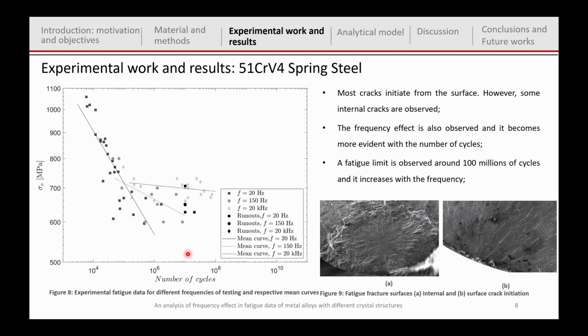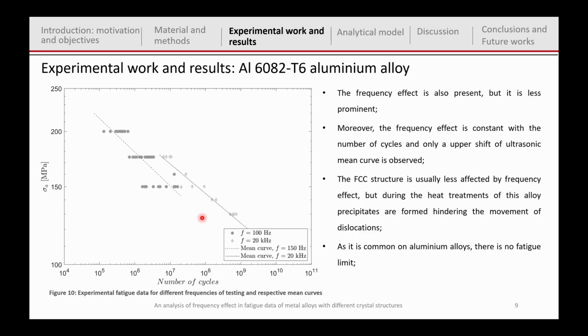For the spring steel, the behavior is very similar. However, we observe a couple of internal crack initiations. However, we continue to observe a frequency effect that increases with the number of cycles, and this is non-linear, which is more difficult to handle. On the other hand, for the aluminum alloy, the behavior is different. You can see here that, in fact, the mean curve that we obtained for the 20 kilowatts only shows an upper offset. So we have a linear and constant difference of the frequency behavior.